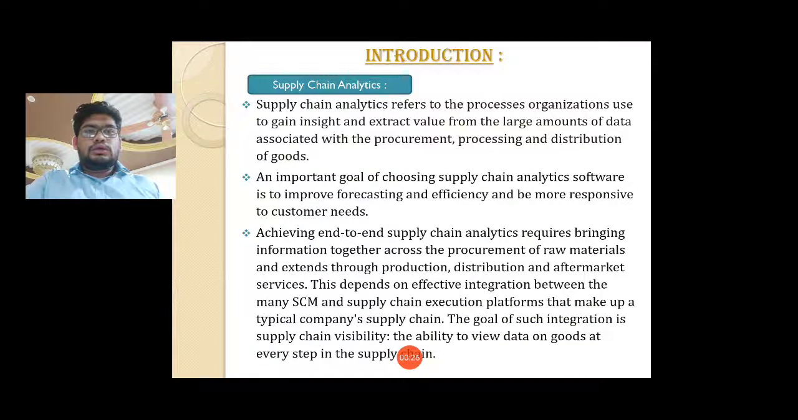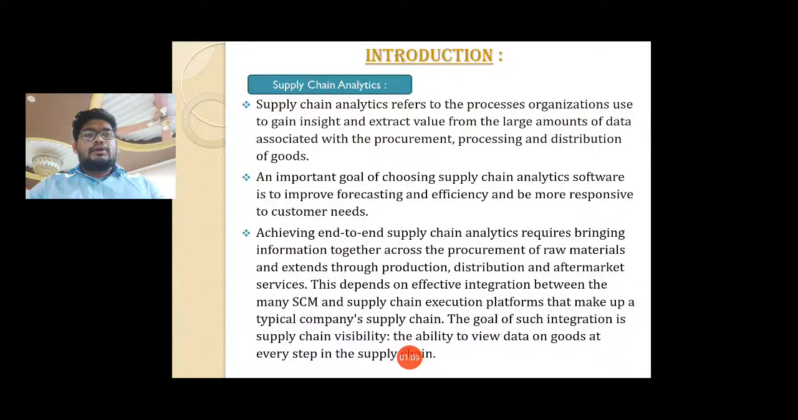Moving forward into the introduction part, we will see what supply chain analytics is. Supply chain analytics refers to the processes organizations use to gain insight and extract value from the large amount of data associated with the procurement, processing and distribution of goods. An important goal of choosing supply chain analytics software is to improve forecasting and efficiency and be more responsive to customer needs. Achieving end-to-end supply chain analytics requires bringing information together across the procurement of raw material and extends through the production, distribution and aftermarket services.